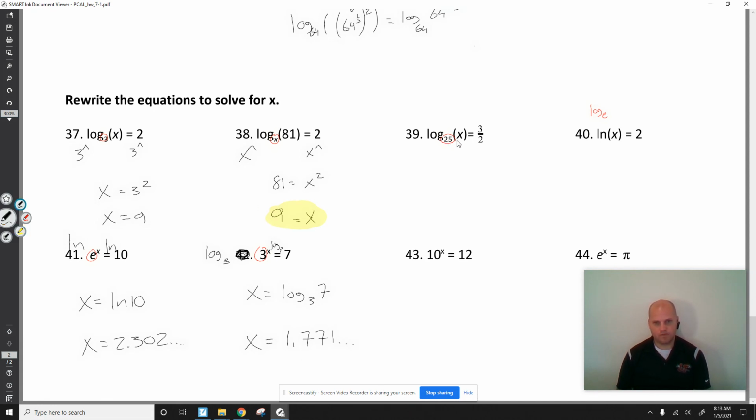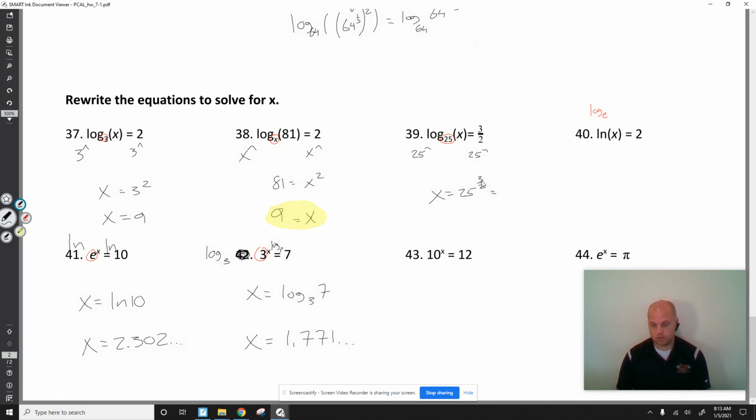Okay, log base 25 of x equals 3 halves. What I do here, I would take 25 to the power of both sides. This undoes each other, gives us x equals 25 to the 3 halves. You need to be able to do this without a calculator, moving forward into calculus world.